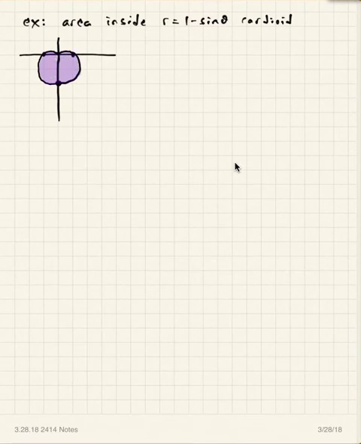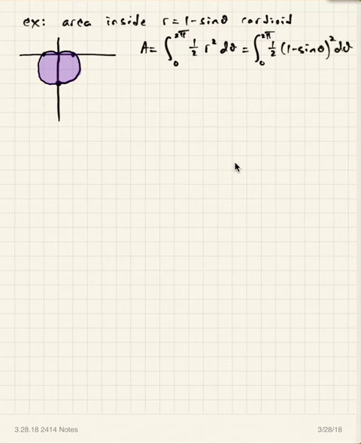Okay, so let's look at this problem. So we write down our integral. The area is equal to the integral from, in this case, the cardioid is traced out from 0 to 2 pi. And so you go from 0 to 2 pi, and this is going to be 1/2 times r squared d theta. So this is the integral from 0 to 2 pi of 1/2 times (1 minus sine theta) squared d theta. 1/2 r squared d theta.